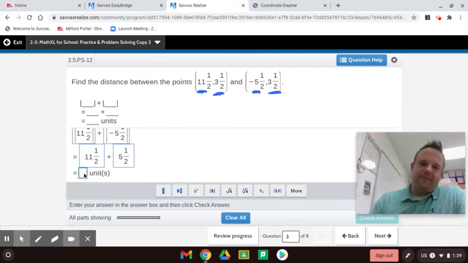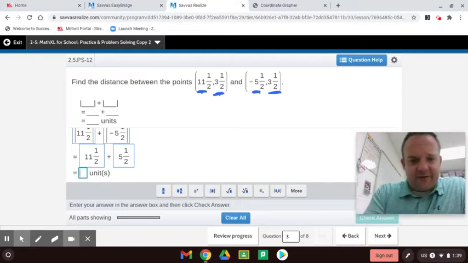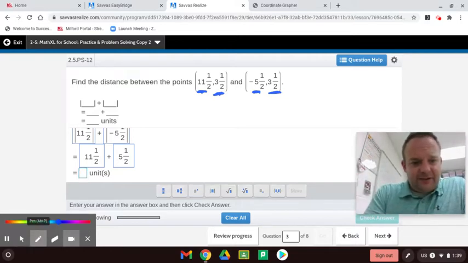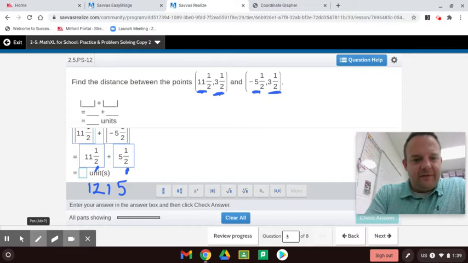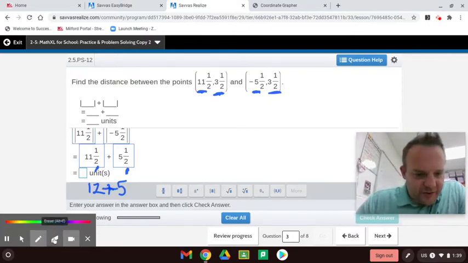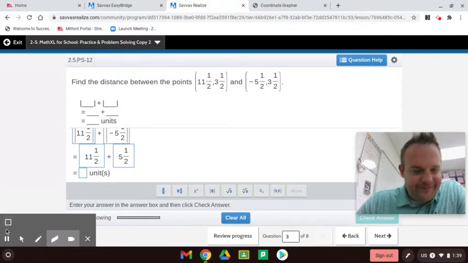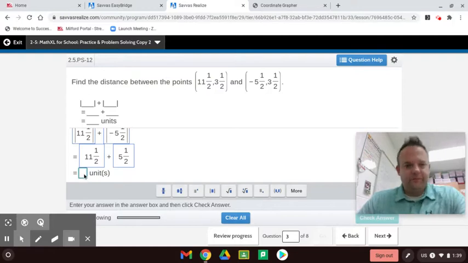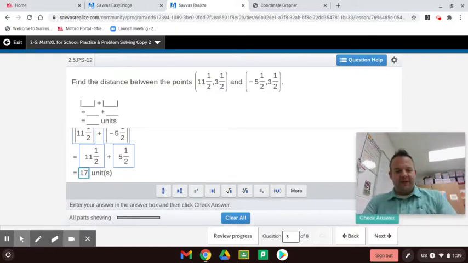Hey, here's a quick way to add, okay? See this half right here? I'm going to give it to this one. This makes this 12 and this 5. Okay, you see how that works? Little tips and tricks. Twelve plus 5 is 17.